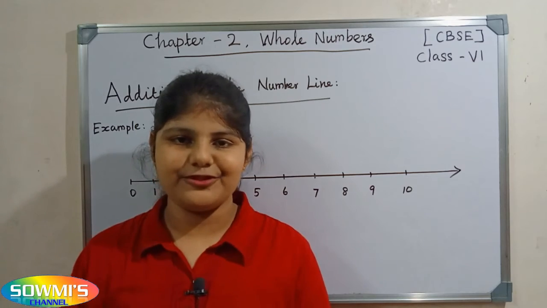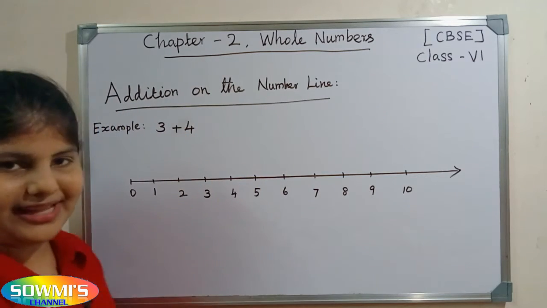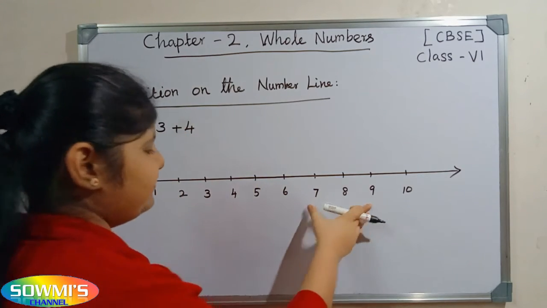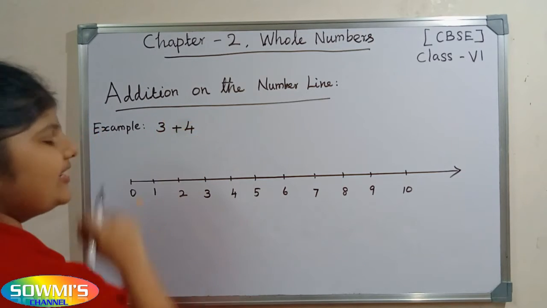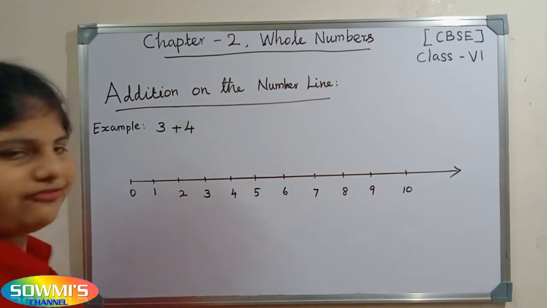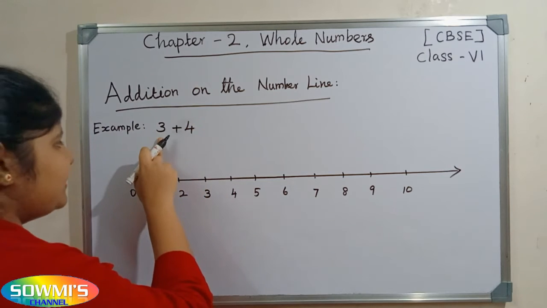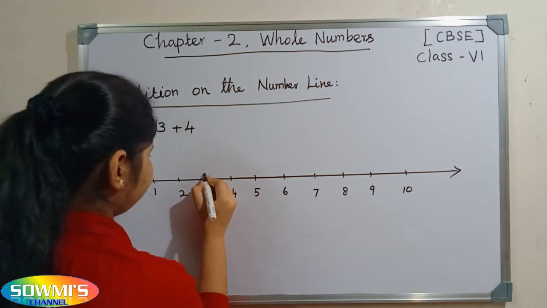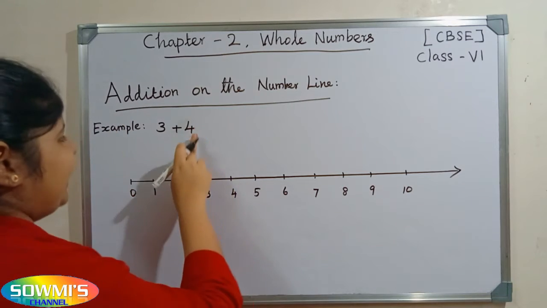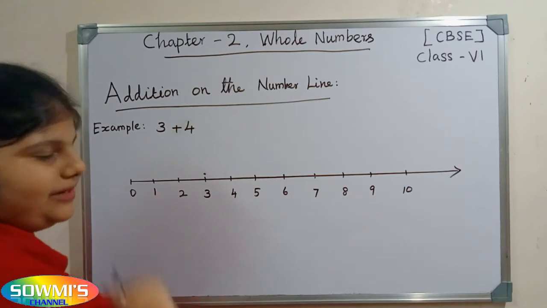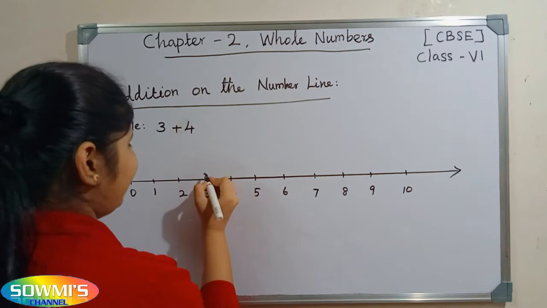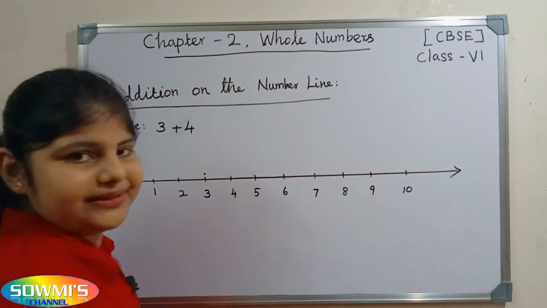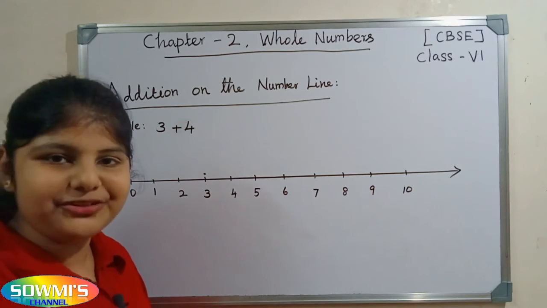Now we will see how to represent addition on the number line. First we have to draw a number line like this. So here the given example is 3 plus 4. So here the first number is 3. So now we have to start from 3. So here we have to add 4 to this number. So now we have to make 4 jumps to the right. How many jumps we have to make?